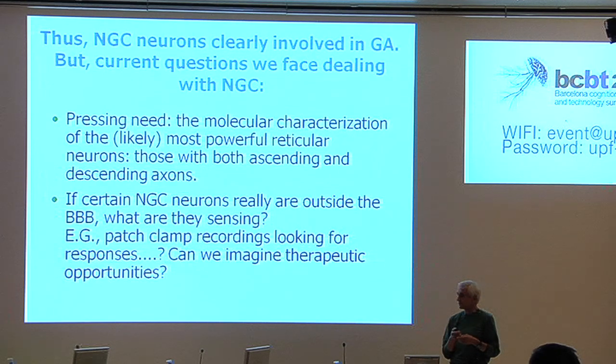I think, in some sense, if these NGC neurons are directly sampling the bloodstream, you could imagine that the body releases substances that directly talk to these neurons, and that then drives central arousal from the periphery. I think this is the point. But he's saying he doesn't know.